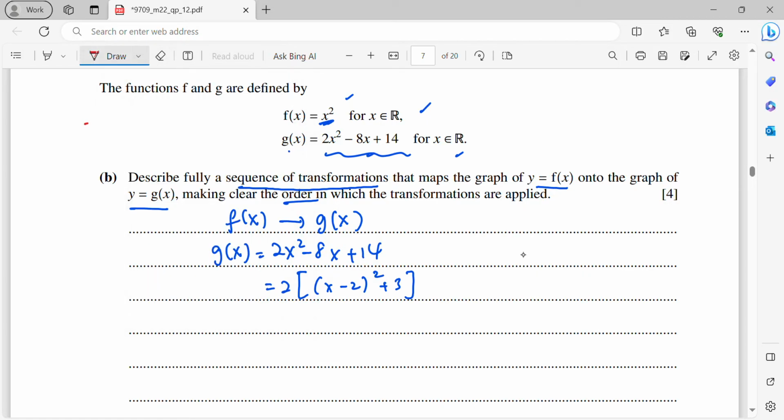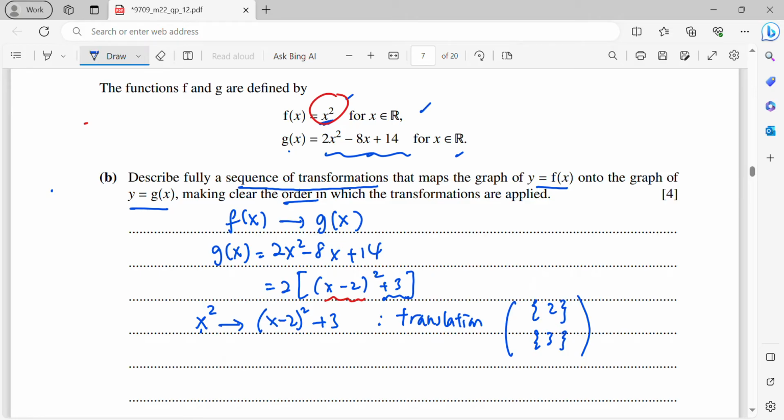So when you look at the x squared here, x squared has been changed to this. Alright, that means I will say x squared changes or transforms into x minus 2 squared. At the same time, I consider a plus 3. So it means that the x here has been changed to x minus 2. Okay, and then at the same time, the plus 3 is on the effects of the y values. So this is a translation of 2 and also 3. Okay, the 3 is on the y-axis, the 2 is on the x-axis.